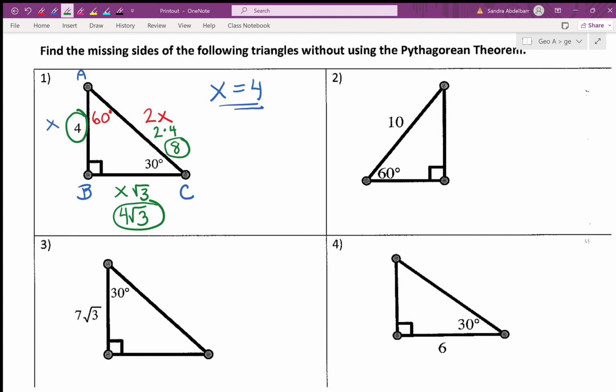Ethan, was your hand up? No? Okay. All right, next one, number 2.